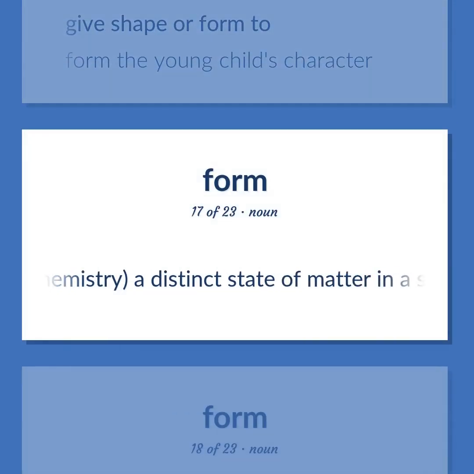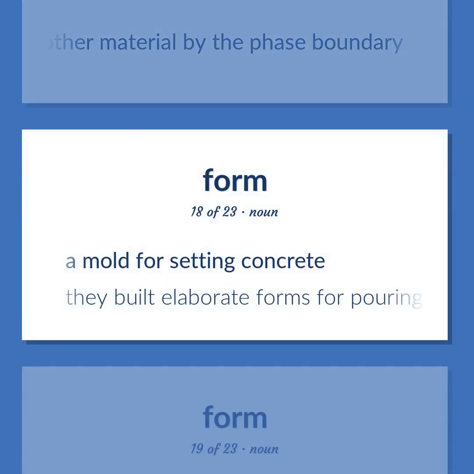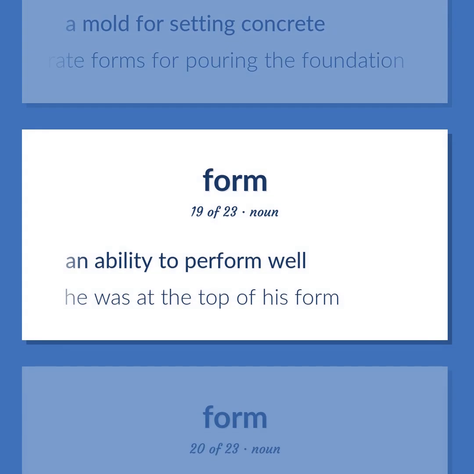Physical chemistry. A distinct state of matter in a system. Matter that is identical in chemical composition and physical state and separated from other material by the phase boundary. A mold for setting concrete. They built elaborate forms for pouring the foundation. An ability to perform well. He was at the top of his form.